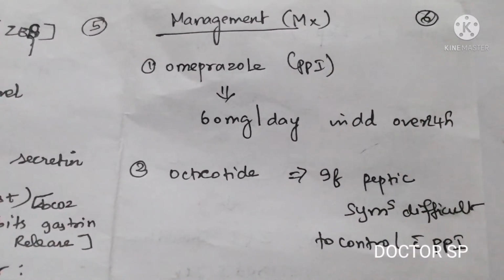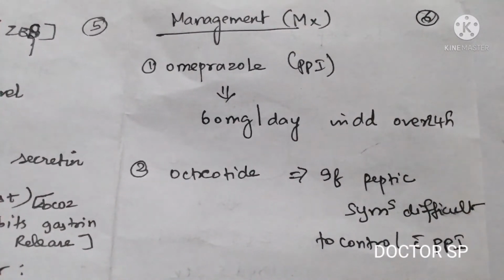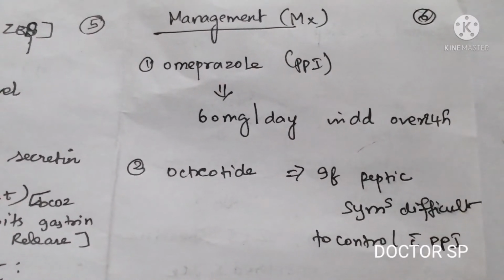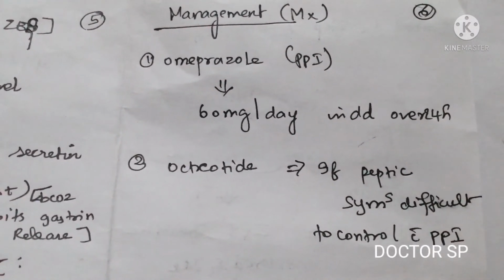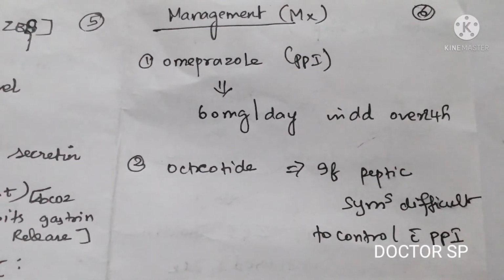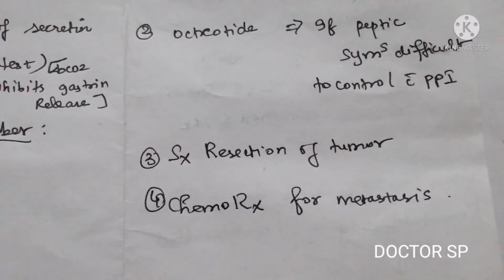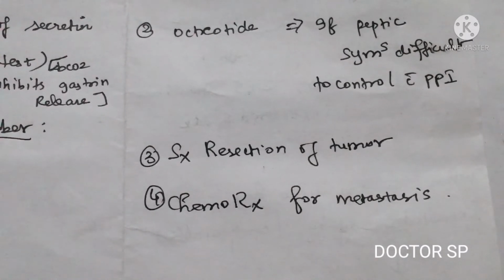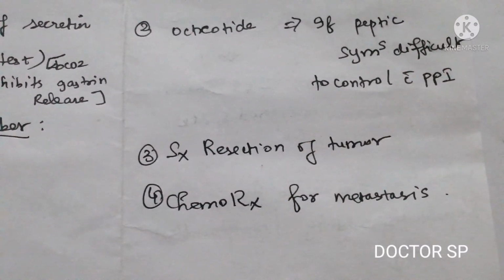Management: we need to treat these patients with PPI, omeprazole 60 mg per day, in divided doses over 24 hours. If peptic symptoms are difficult to control with PPI, we need to give octreotide, and also we do surgical resection of the tumor and chemotherapy for metastasis.